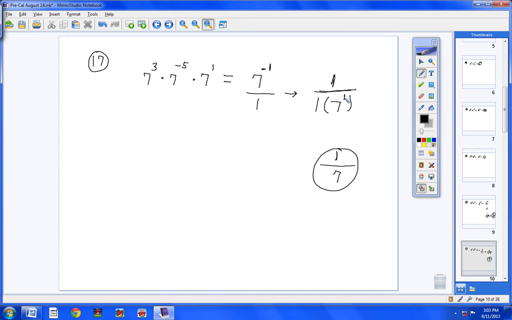Well, 1 times 7 to the negative 1 is, or excuse me, I have 1 times 7 to the 1 power. Well, 1 times 7 to the 1 power is 7 to the 1 power, and 7 to the 1 power is just 7. Now you could have very easily skipped this step here if you wanted to, and went right from here to here if you understand how to do that, and that's totally fine. I'm just trying to make this as easy as possible, okay?